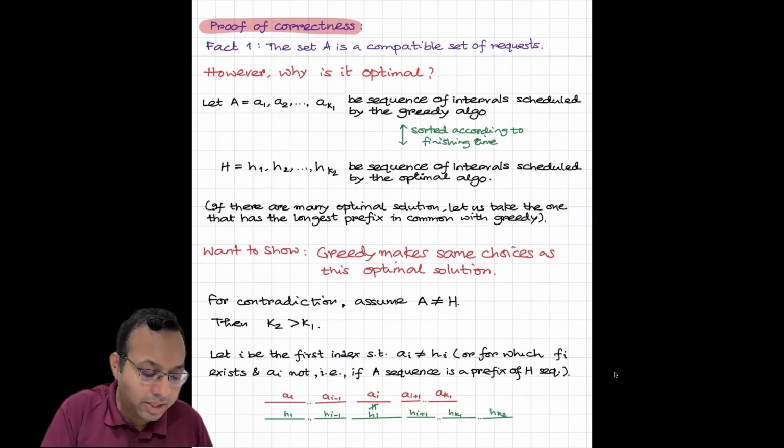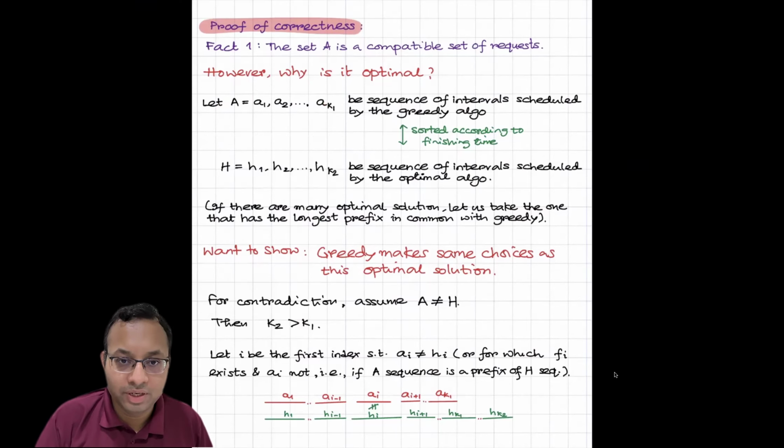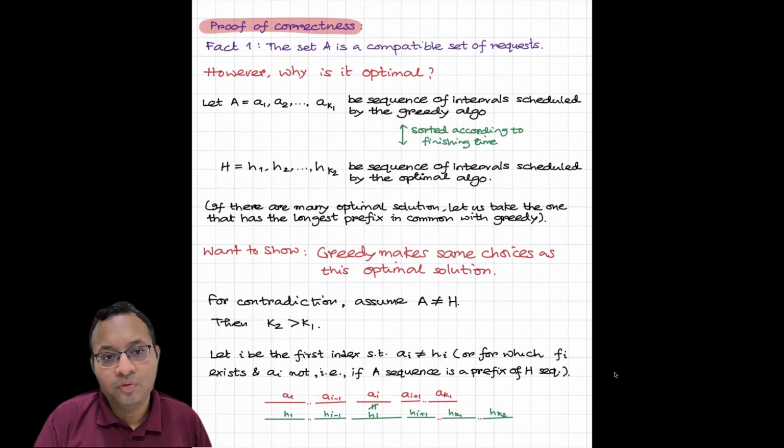Now, let's say A is a solution returned by our algorithm, the greedy algorithm: A1, A2, up to AK1. So there are K1 intervals, and we can sort them according to their finishing time. We can also sort them according to their starting time because all these are disjoint intervals, so there is an order. And then let's say we take the optimal solution, which we don't know, but assume that we know the optimal solution. And this is a proof of correctness, so it's not an algorithmic proof. For this, we can just assume existence and argue on that, which is very important here.